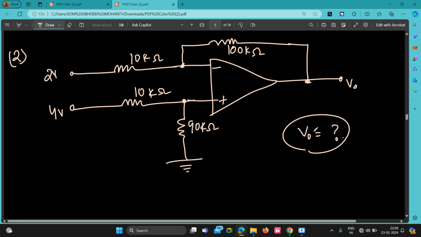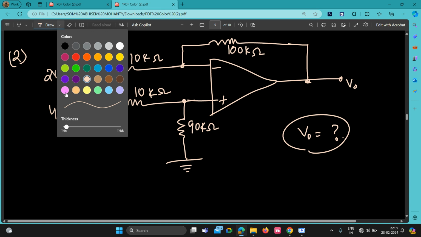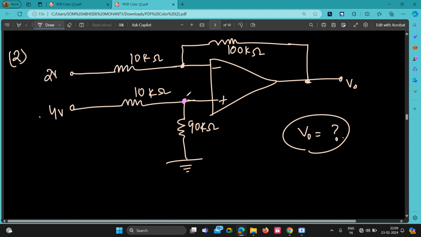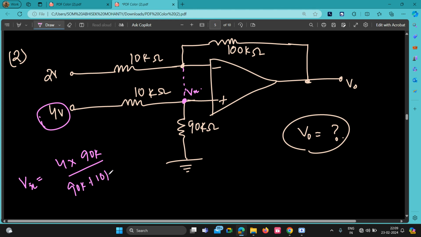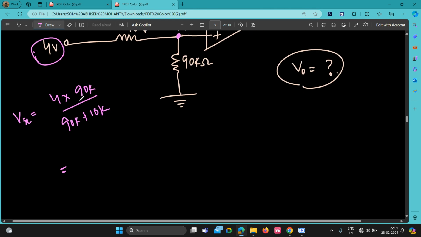Okay. See, how will you solve it? This is your Vx, suppose. Whatever Vx will get, it will be reflected here. So first of all, let's calculate Vx. It's a direct formula, isn't it? This voltage 4 into this divided by 90k plus 10k. So that will be how much? This is your 360 divided by 100, right? Kk will be cancelled also. 3.6 volt. Okay. So Vx is equal to 3.6 volt.